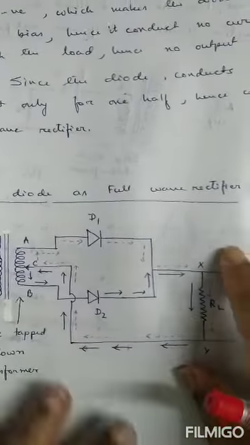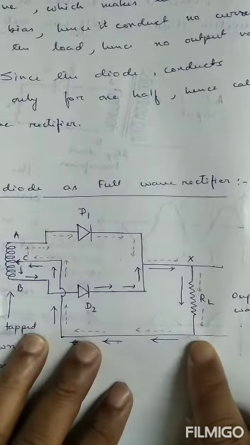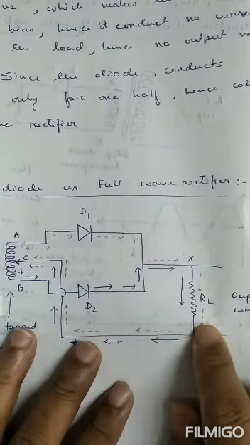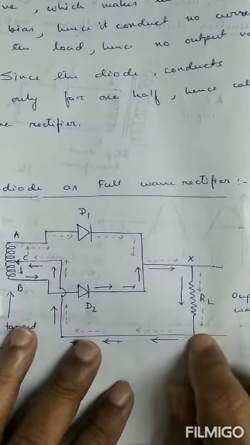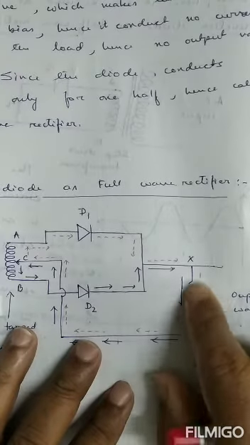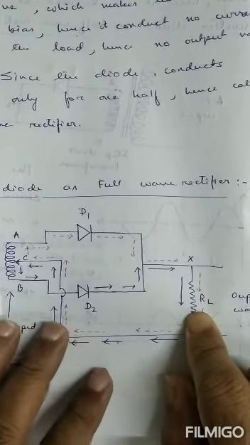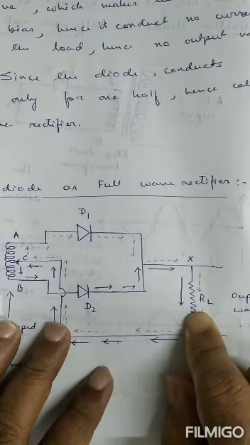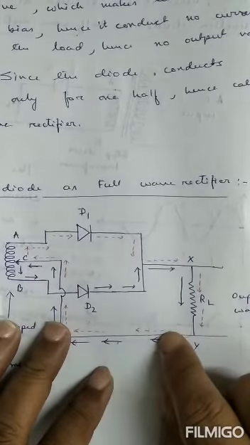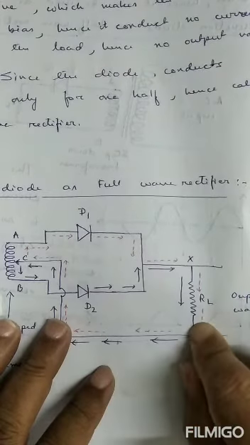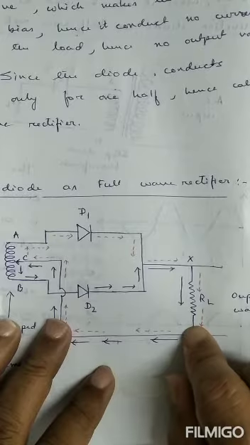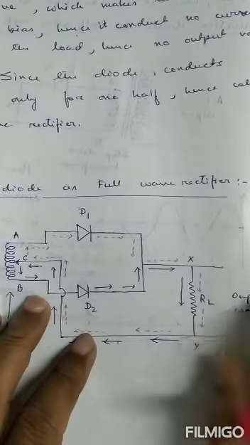Since in both halves of the input AC, current flows through the load resistance, we get the output voltage, and therefore it is called full wave rectification. That means whenever current flows to the load resistance, it always flows in the same direction for both halves of the input AC, from X to Y. Therefore, it is called a full wave rectifier.